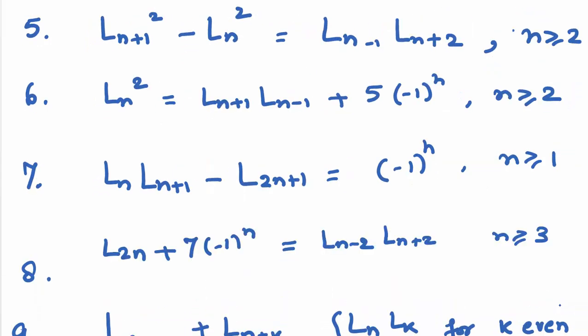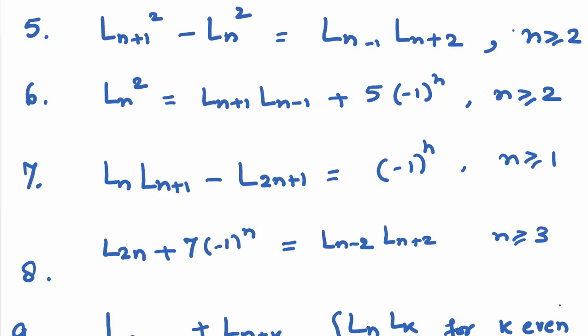Let's come to the fifth one. L(n+1) squared minus Ln squared will always give us L(n-1) times L(n+2) for all values of n greater than or equal to 2. And Ln squared is equal to L(n+1) times L(n-1) plus 5 times (-1)^n, for n values again greater than or equal to 2.